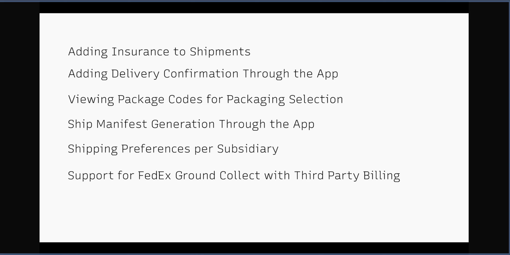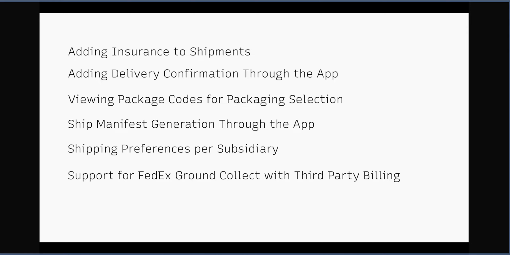If you have multiple subsidiaries, we can now create and assign shipping preference records for each subsidiary. We can also set up one for each unique location within the same subsidiary. And the last is the shipping preference page provides the new enable third-party billing for FedEx Ground Collect setting. It enables you to always ship packages that are billed directly to the recipient when you use the FedEx Ground shipping method.